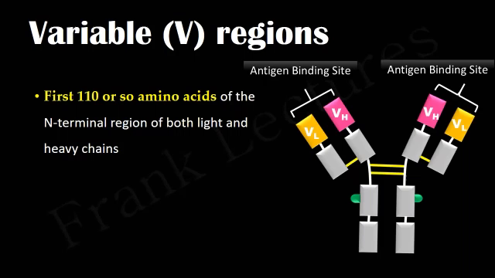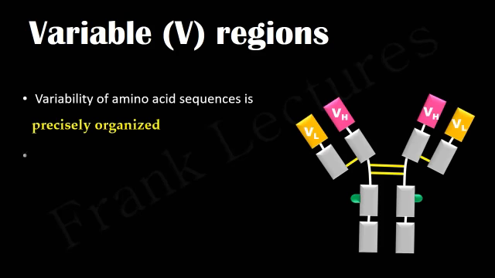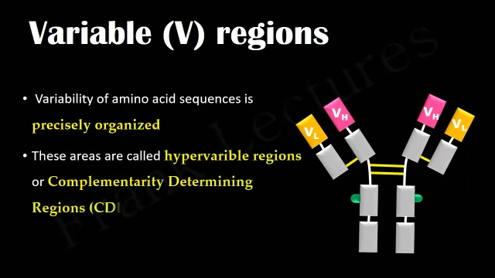Further, the variability of amino acid sequences in these regions is localized within certain areas. Since these areas consist of variable amino acid sequences, they are known as hypervariable regions. They are also known as complementarity determining regions, abbreviated as CDRs. This is because these regions together form a structure which is complementary to the shape of the specific antigen bound by the antibody.